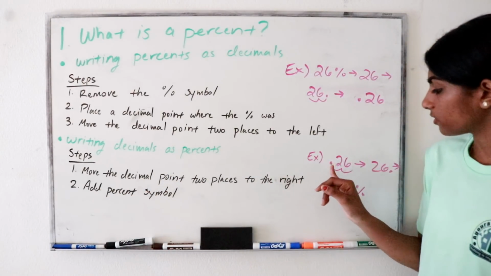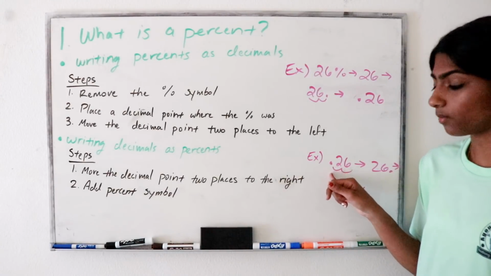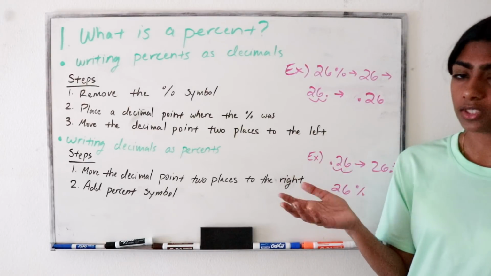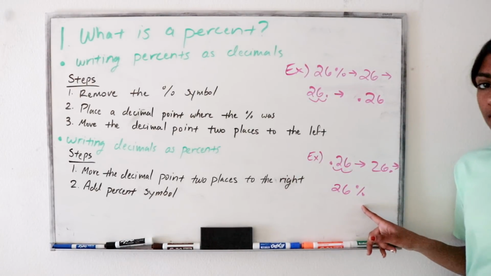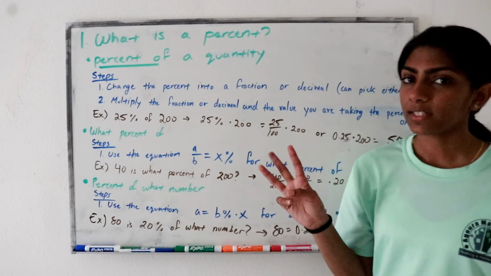Really simple. So first, you have your decimal, 0.26, and you're going to move it 2 places to the right. So 1, 2. So you get 26 point, and since it's just 26.0, you can just say 26. And then we add the percent symbol. So we get 26%. So now let's look at the 3 different types of questions you might see with percents.